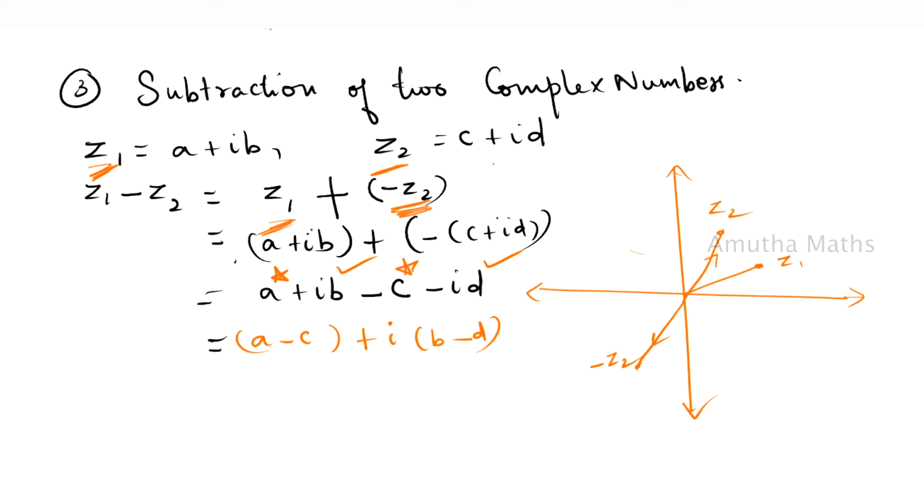So Z1 இங்க இருக்கு, இங்க minus Z2 இருக்கு. So if you add these two, the resultant will be somewhere here. இந்த ரெண்டுக்கும் இடையில நமக்கு என்ன இருக்கும்? இதோட resultant. So by parallelogram law of addition, நமக்கு என்ன இருக்கும்? This is Z1 minus Z2.